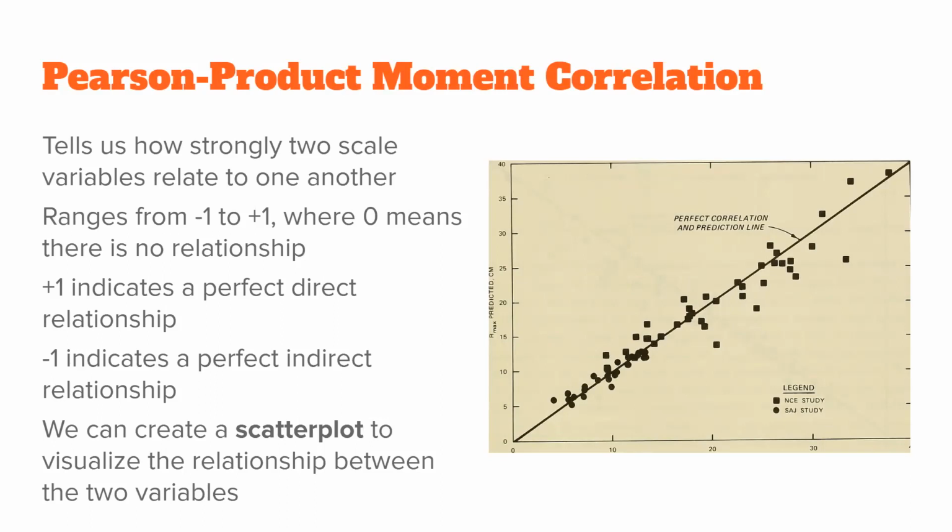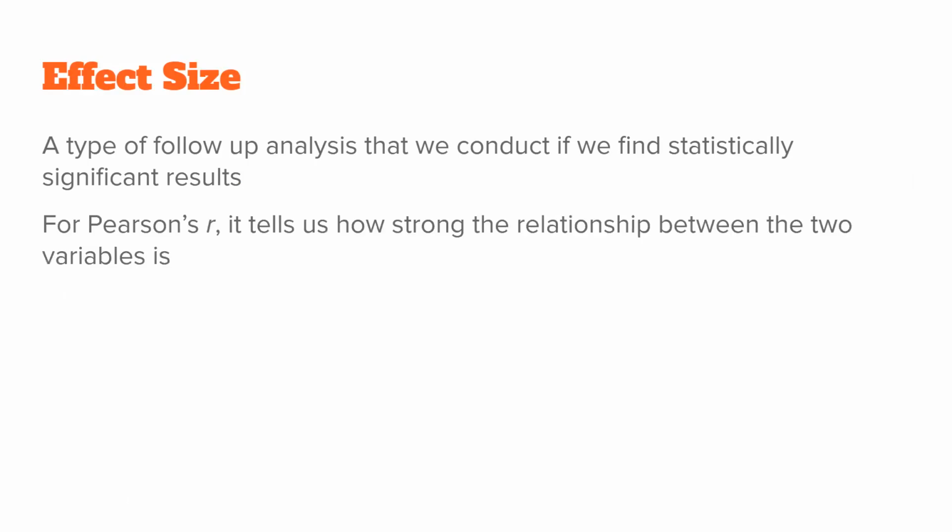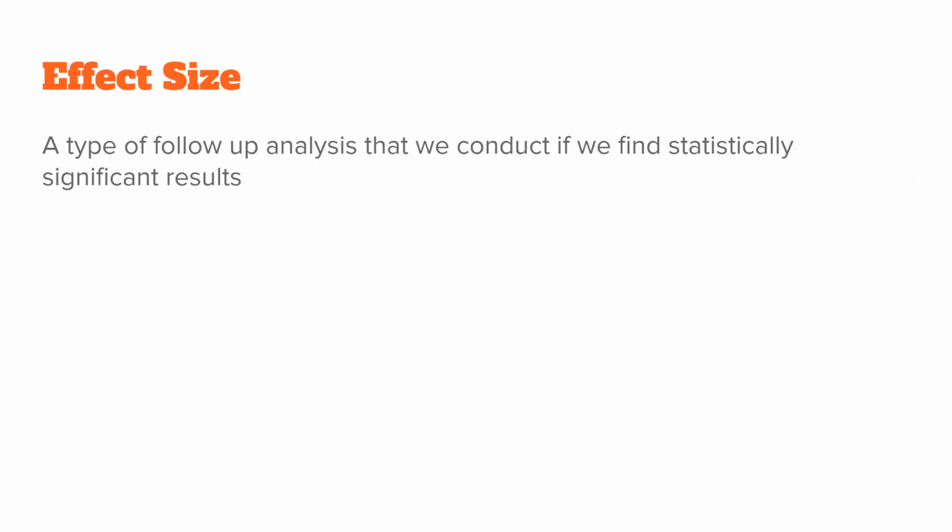And it's a pretty good direct relationship here. Effect size is a type of follow-up analysis that we could conduct if we find statistically significant results, in other words, we reject our null hypothesis. And we do effect size because whenever we're doing the hypothesis testing steps, whenever we find significant results, that just tells us that the results we got are likely not due to chance.